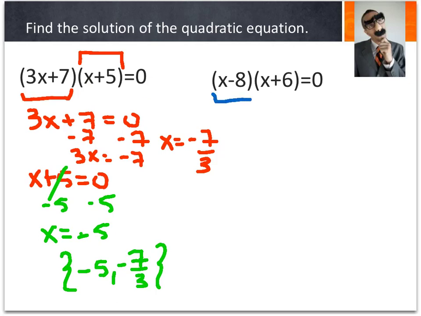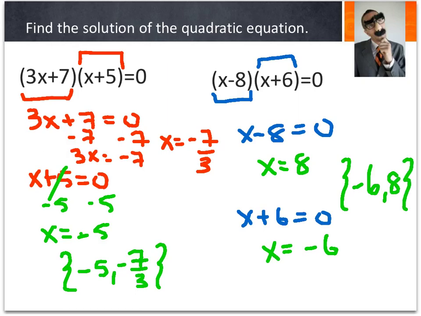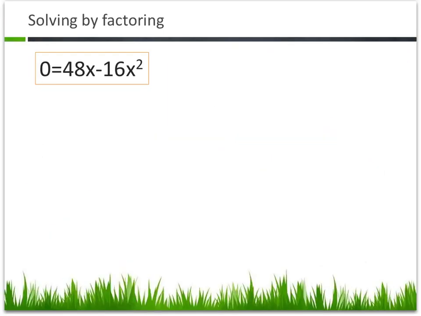All right, over here, this guy either equals 0 or this one equals 0. So solving the first one here, x minus 8 equals 0, so x has to be 8. X plus 6 equals 0, so x has to be negative 6. So my solutions are negative 6, 8. We usually write our answer in ascending order, so smallest first and then largest. So there are the solutions to my quadratic equation. So if I graph these guys, I would get the same answer.